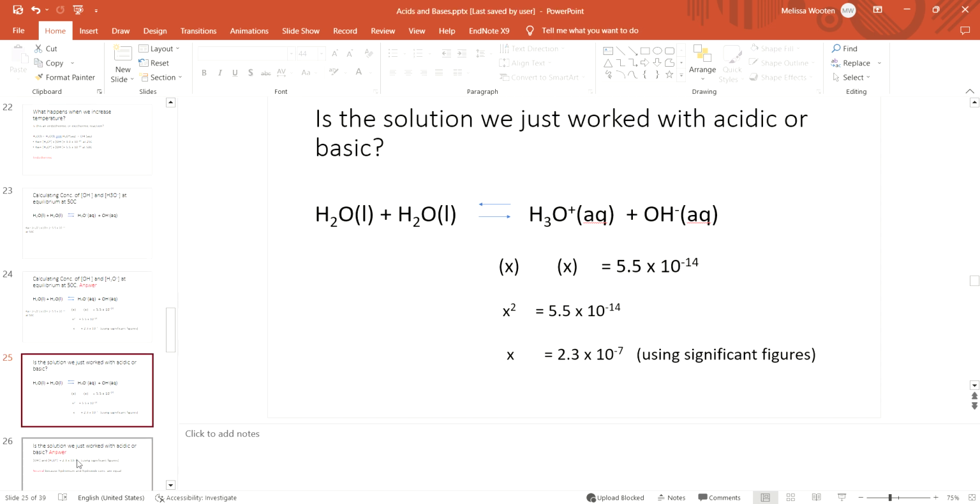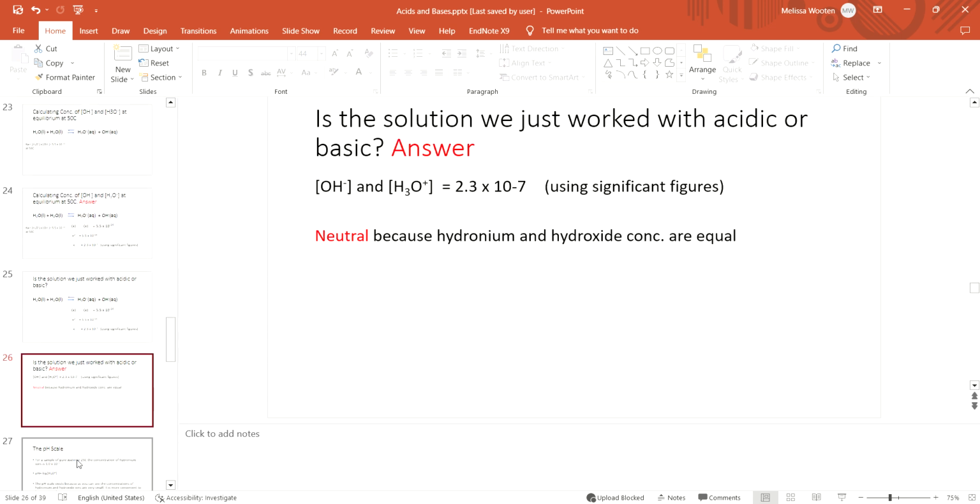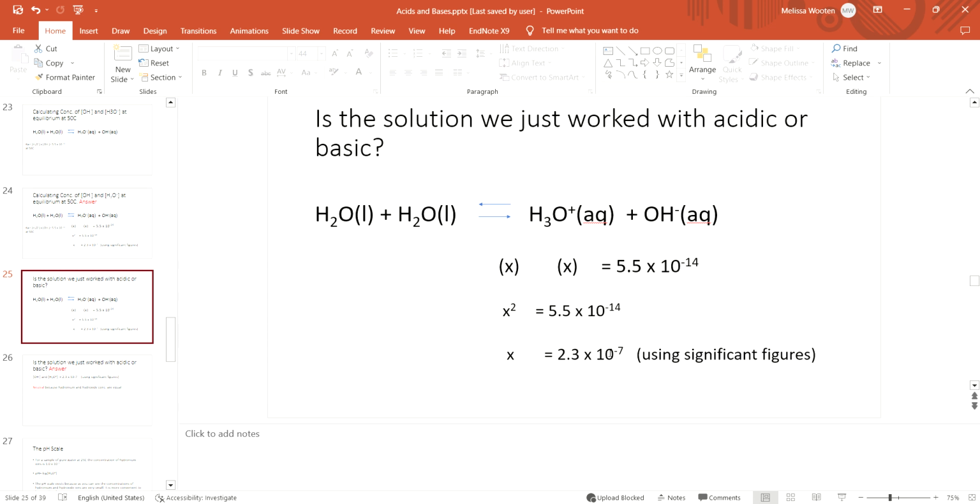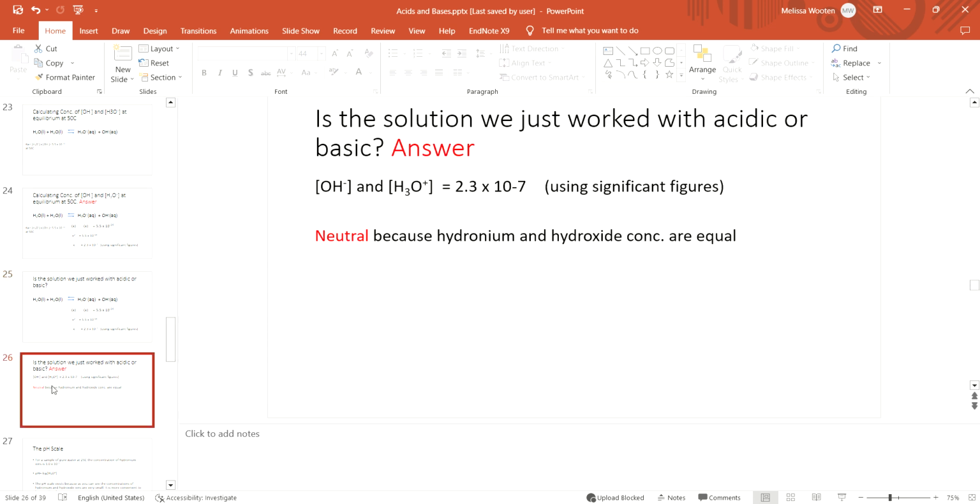So is the solution we just solved for acidic or basic? It is neutral because the hydronium and hydroxide concentrations are equal. This x represents both the concentrations of hydronium and hydroxide, because they are the same due to that 1-to-1 ratio. So this solution is neutral because the concentration of hydronium and the concentration of hydroxide ions are equal.